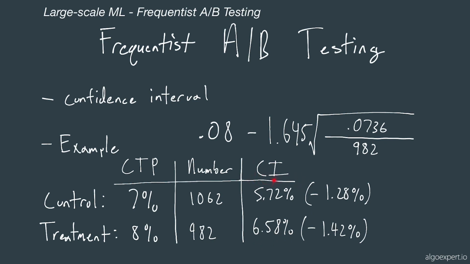What this confidence interval lower bound means is that if we were to run the same experiment 100 times, about 95 of those cases, or 95%, would result in a click-through probability of at least these values.